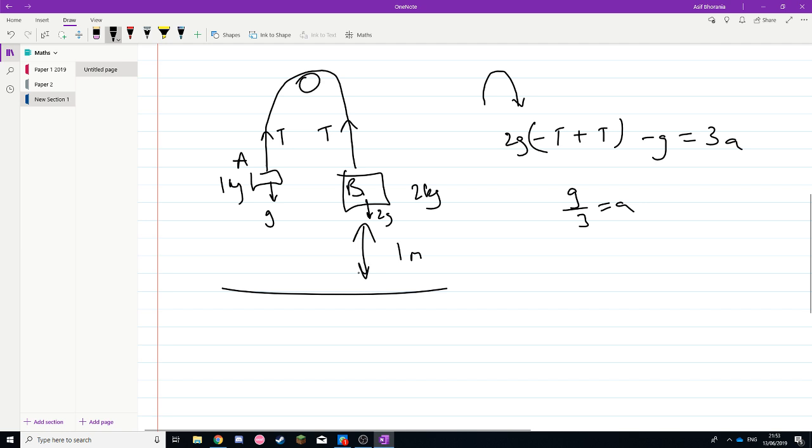So this is a typical question. You can find the velocity of A. The difference. What do you mean?